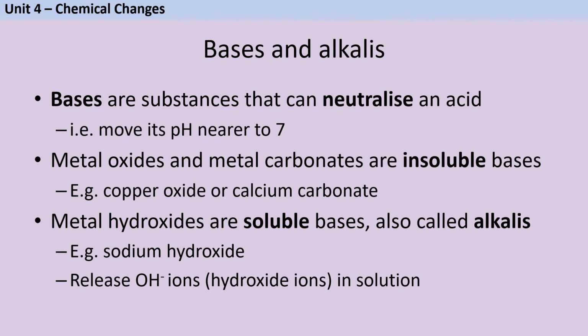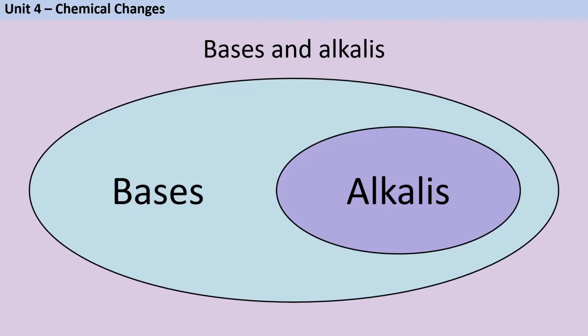Later on in the GCSE, you'll do a required practical where you make a salt using an acid and an insoluble base. The third group of bases are the metal hydroxides, and we also call these the alkalis. They're called metal hydroxides because they're made up of some metal ions and some hydroxide ions. When an alkali, which is soluble, dissolves in water, it releases those hydroxide ions into solution. So just to be clear, because a lot of people seem to struggle with this point, all alkalis are bases, but not all bases are alkalis.